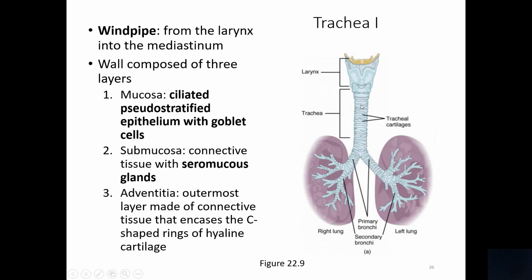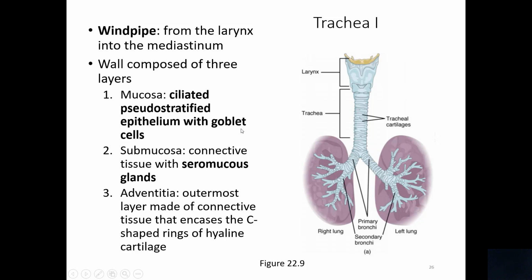Our windpipe, what's called trachea, starts from larynx, that's where it starts, and it goes all the way into the thoracic cavity, where it branches into two primary bronchi. So it is a tube connecting larynx to bronchi. It is lined with mucosa. Inside you will find ciliated pseudostratified epithelium with goblet cells.